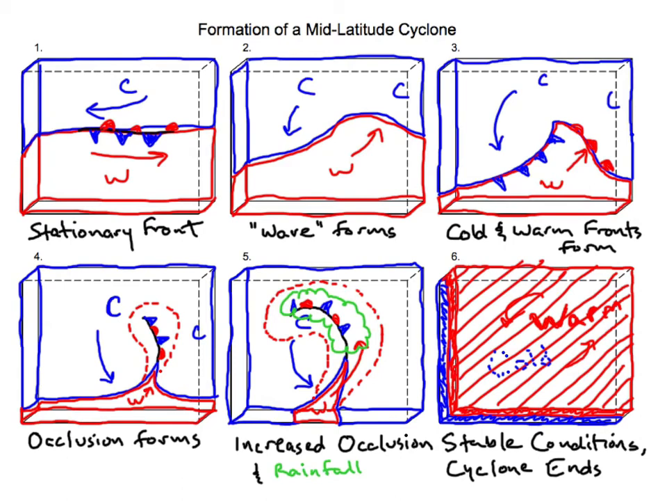Hi everybody, welcome back. This is going to be our six-stage diagram on the formation of a mid-latitude cyclone, also known as an extratropical cyclone. And this is already finished, so you can do it in whatever order or at whatever pace you want, but I'm going to walk you through what's happening in each of these stages right here.